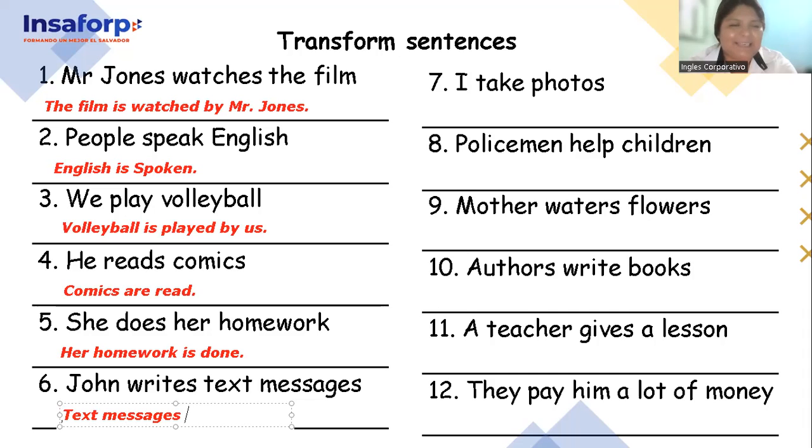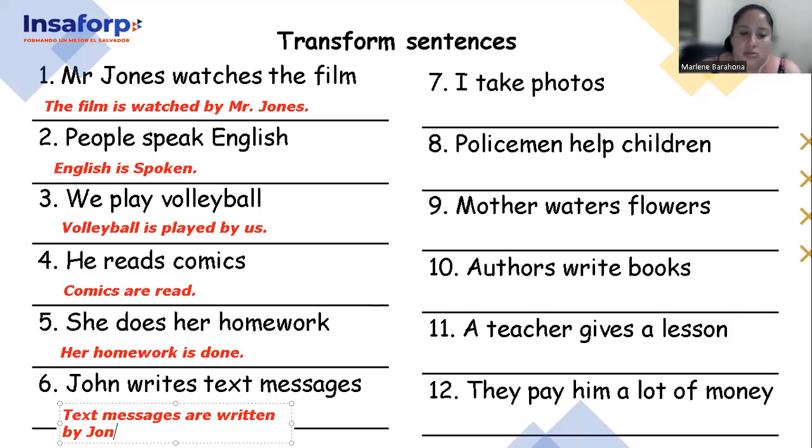Okay. Look at this. We're aiming at creating examples with the passive form in the present tense. So it means that you're going to use is, are, right? Text messages are written by John. Okay, John. Perfect.